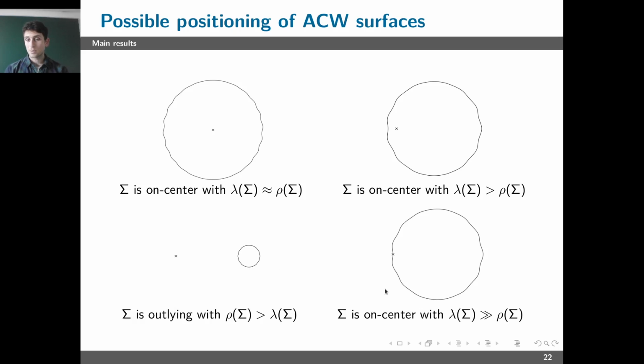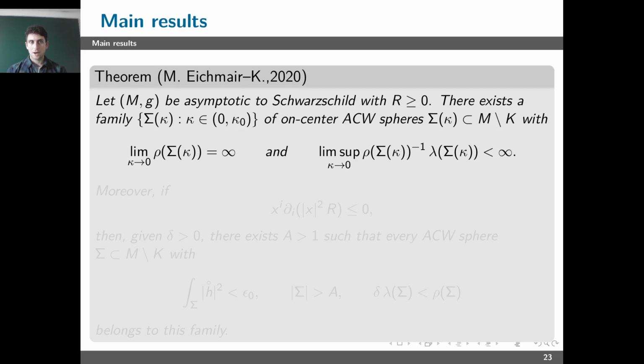And then finally on the bottom right, we have a surface that is on-center, which you can probably barely see because the distance to the origin is very, very small compared to the area. And in particular, in this example over here, area radius and inner radius are on completely different scales. And it turns out that these kinds of surfaces are by far the most difficult to study, and I will explain to you shortly why. Okay, in any case, let me now present our main results.